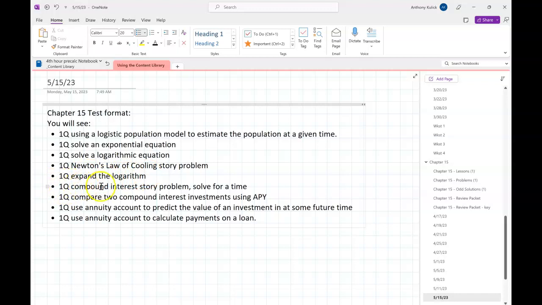One question where you have a compound interest story problem that we're going to be solving for time, like how long does it take. One question where I ask you to compare two investment or compound interest investments using an APY. One question where I use the annuity account to predict the value of an investment at some future time. And then one question where I ask you to use the annuity account to calculate the payments on a loan.